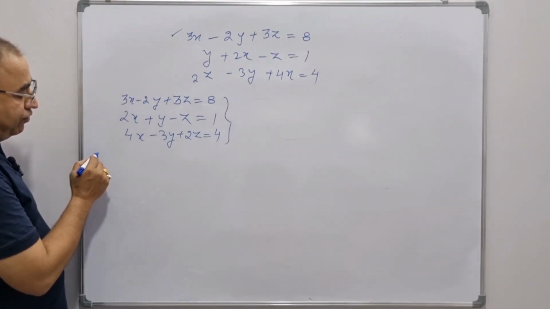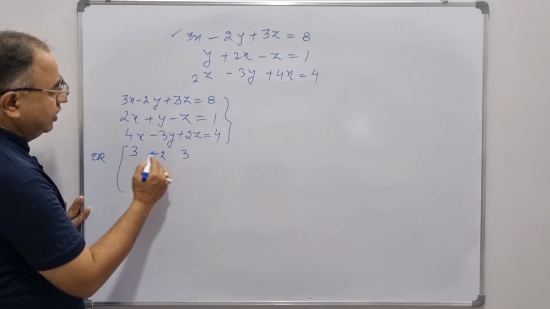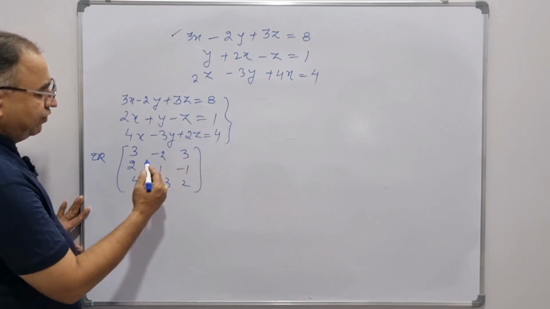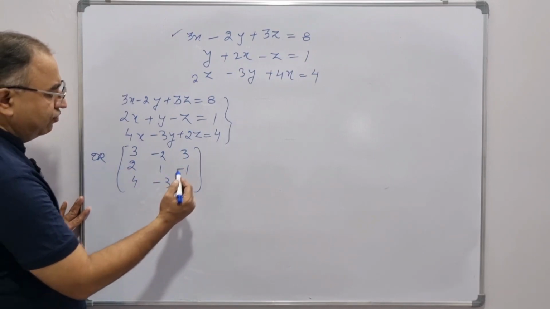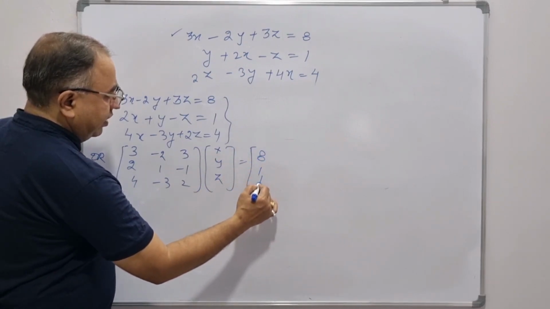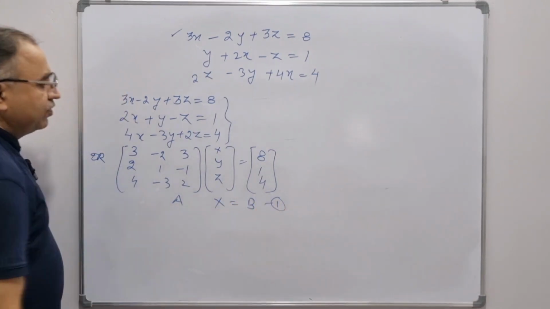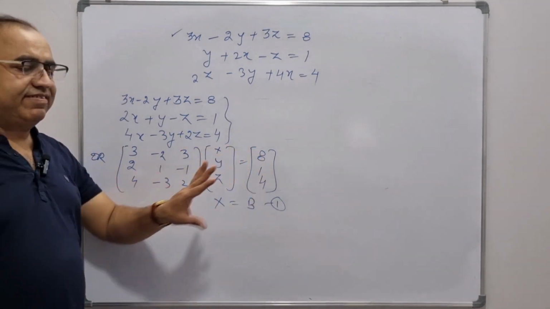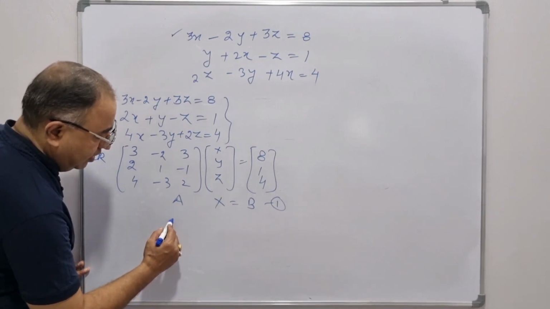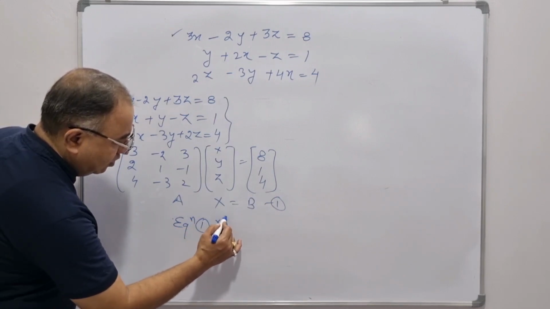Now we write it in matrix form: the matrix with rows 3, minus 2, 3; 2, 1, minus 1; 4, minus 3, 2. These are the coefficients of x, y, z in the first equation, then the second equation, then the third equation. Times X, Y, Z equal to 8, 1, 4, or you can say AX equal to B. This is equation 1, the system of equations written in matrix form. Now multiplying equation 1 throughout by A inverse, what do we get?